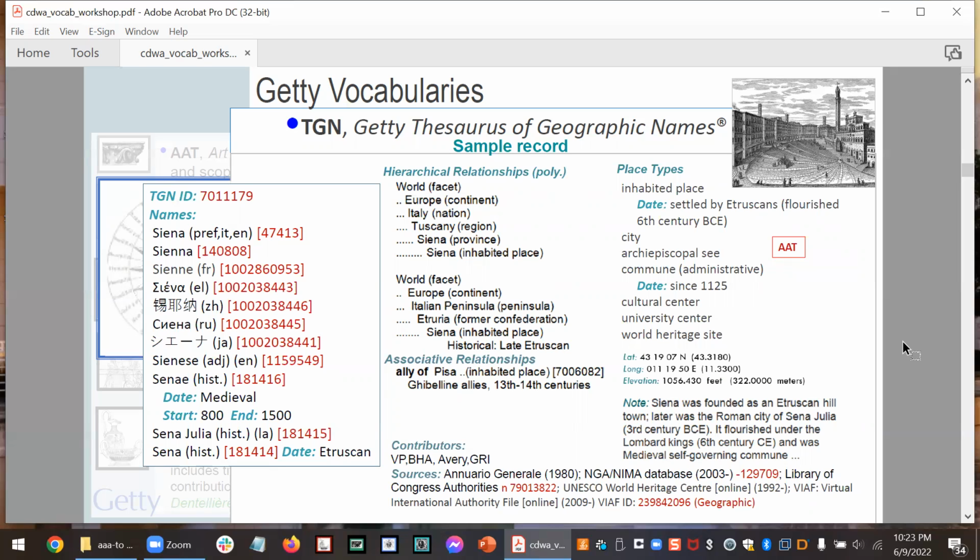These are AAT terms that define the place, inhabited place, for example, and there may be dates associated with this, that it was settled by the Etruscans, etc. We have latitude and longitude, notes, contributors, and at the very bottom, sources. And if you can see in red, there are some numbers, and these are links to other resources that have information about this place, that are co-references that could be combined in retrieval and discovery.